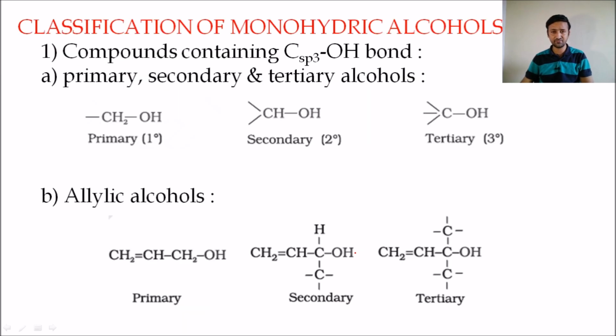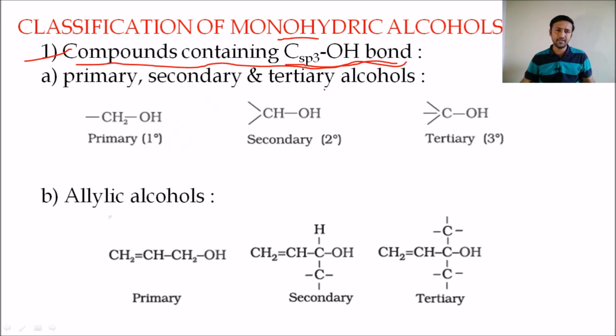That's a simple classification. Now monohydric alcohols we can divide further. So we'll be having two main types there. First one, compounds containing sp3 carbon OH bond, and the second one is compounds containing sp2 carbon OH bond. Let me take first one now. In monohydric alcohols, the first main category is alcohols that are the compounds containing sp3 carbon OH bond.